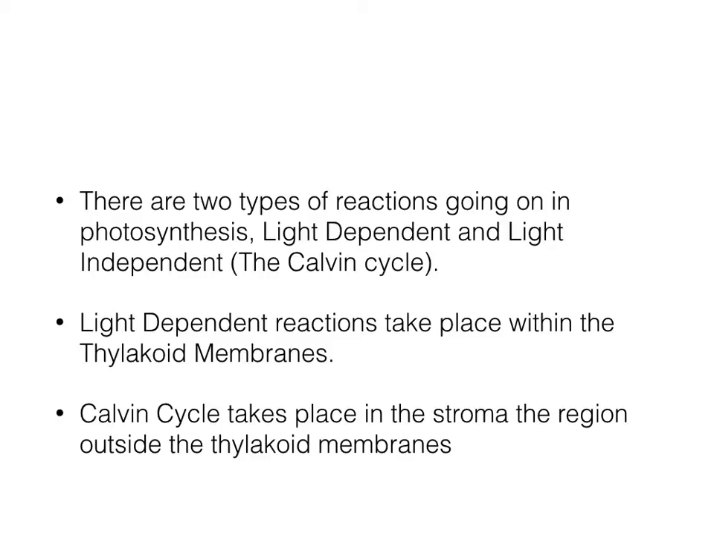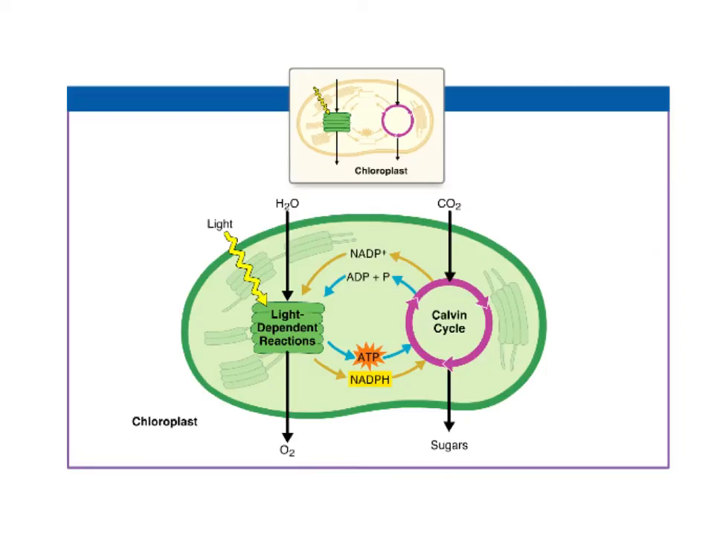There are two types of reactions in photosynthesis, the light-dependent and the light-independent reaction. The light-independent is known as the Calvin cycle. Light-dependent reaction takes place within the thylakoid membrane, and the Calvin cycle takes place in the stroma region outside the thylakoid membranes. So we take a look right here at this diagram. We see that the light-dependent reaction, they're showing the thylakoids, and then they're just showing the blank space as where the Calvin cycle occurs. So that's the stroma.